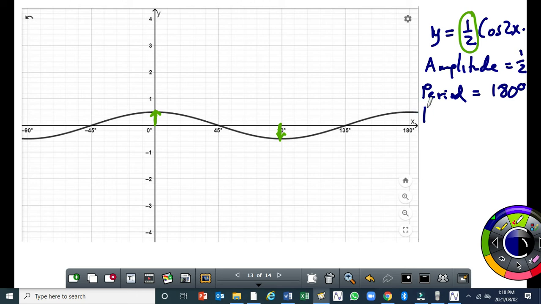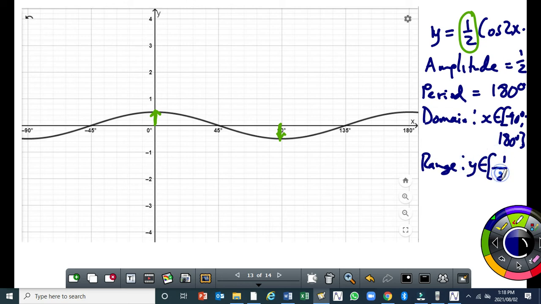Then the domain is the same as the previous question. So x is an element, starting from minus 90 degrees up to 180 degrees. The range, our minimum is minus a half. So y is an element, starting from minus a half to positive a half.